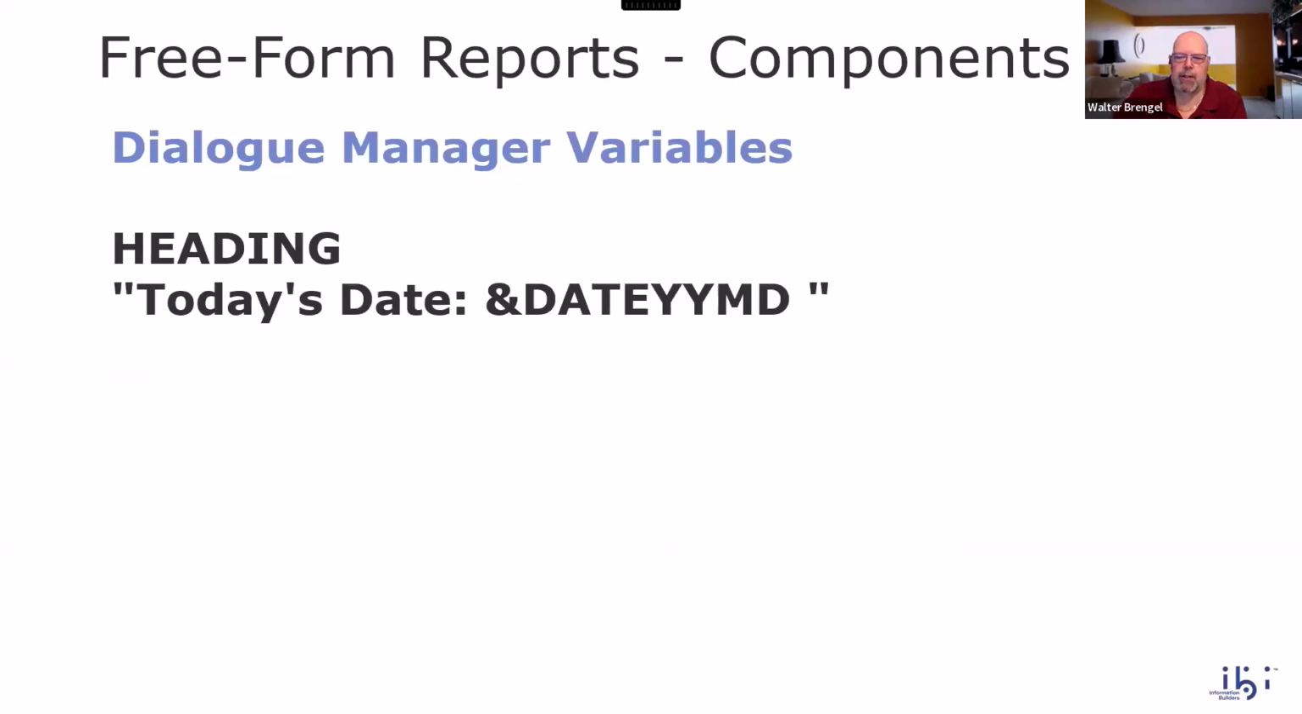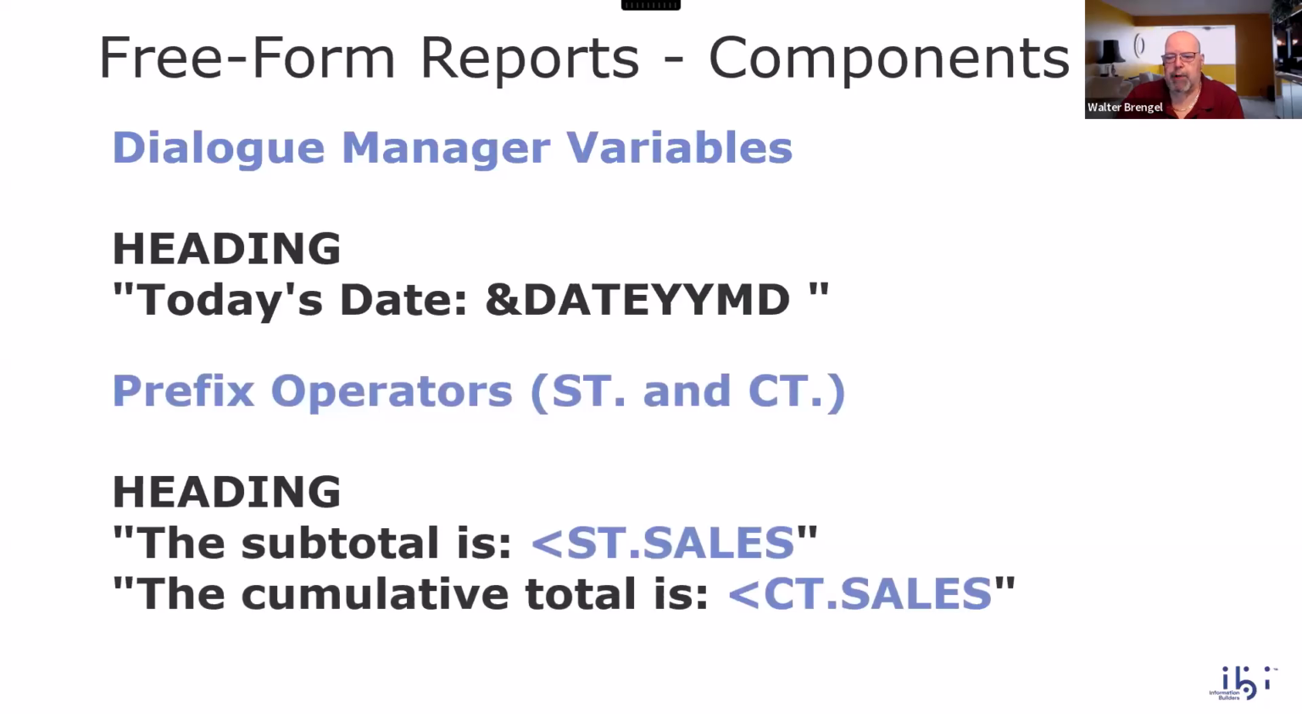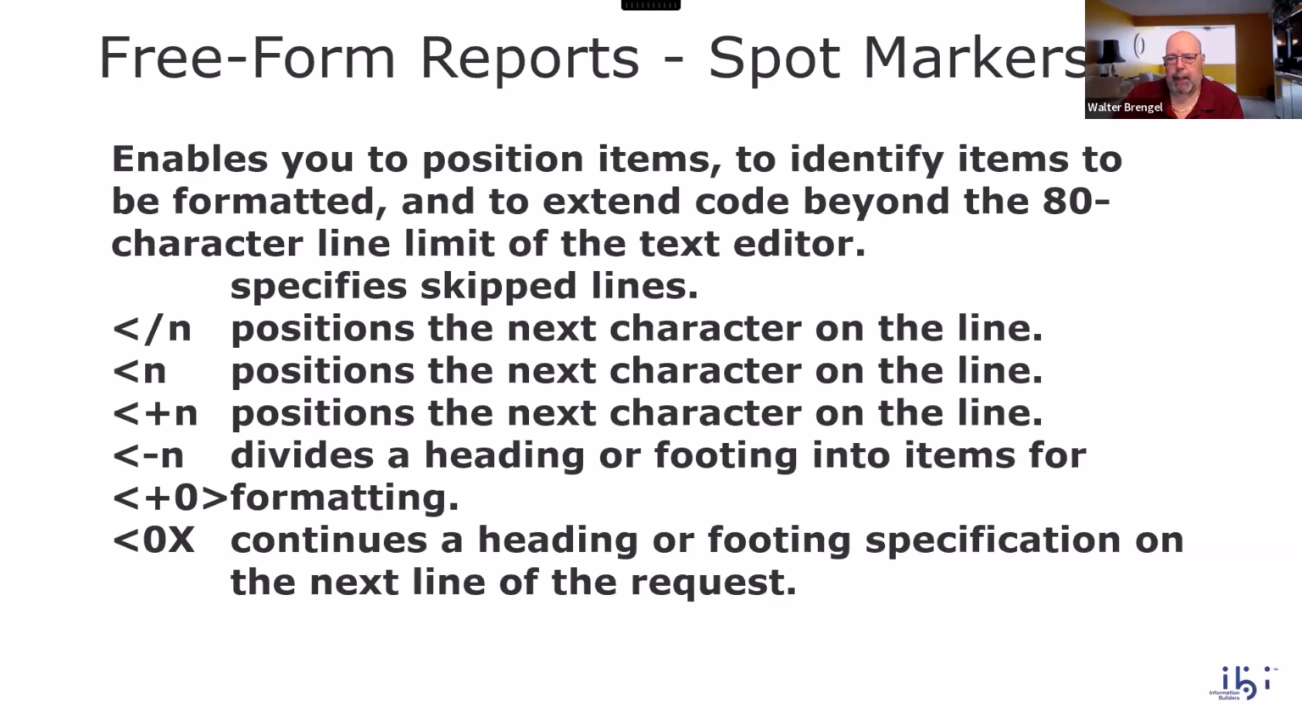You can add dialog manager variables. So even the ones you set yourself, your own dialog manager variables, or any of the system ones. So in this case, today's date is going to be &DATE YYMD. So we're going to get 2025/09/19. Prefix operators, ST is subtotal, CT is cumulative total. So if you want to see total values within your heading or subhead or footing, you can do that.